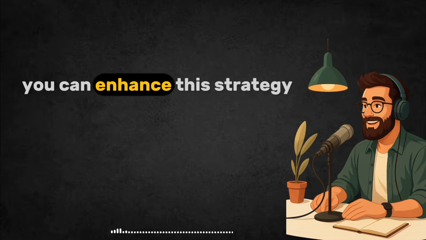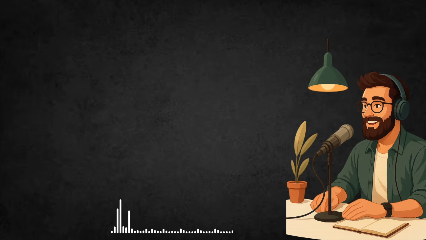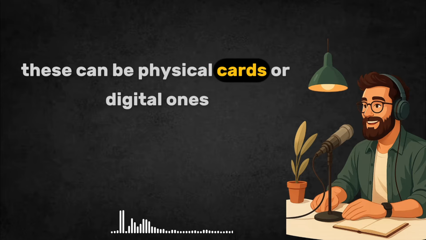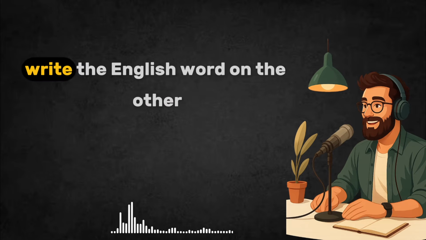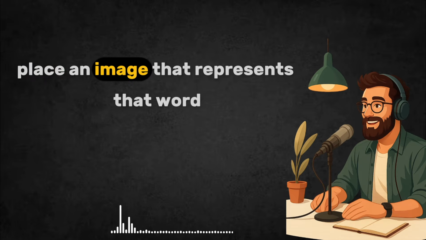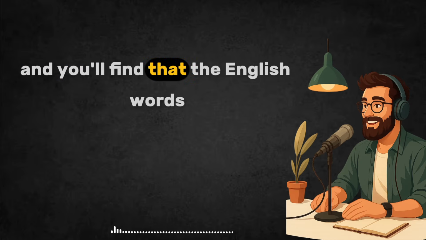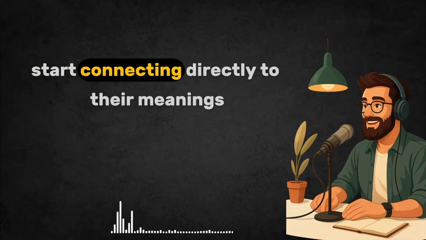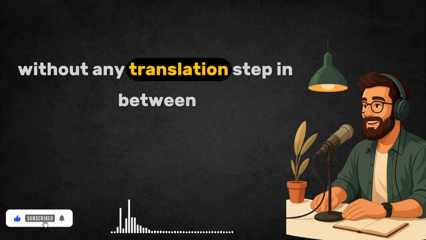You can enhance this strategy by creating visual flashcards. These can be physical cards or digital ones using apps on your phone. On one side, write the English word. On the other, place an image that represents that word. Review these cards regularly, and you'll find that the English words start connecting directly to their meanings without any translation step in between.